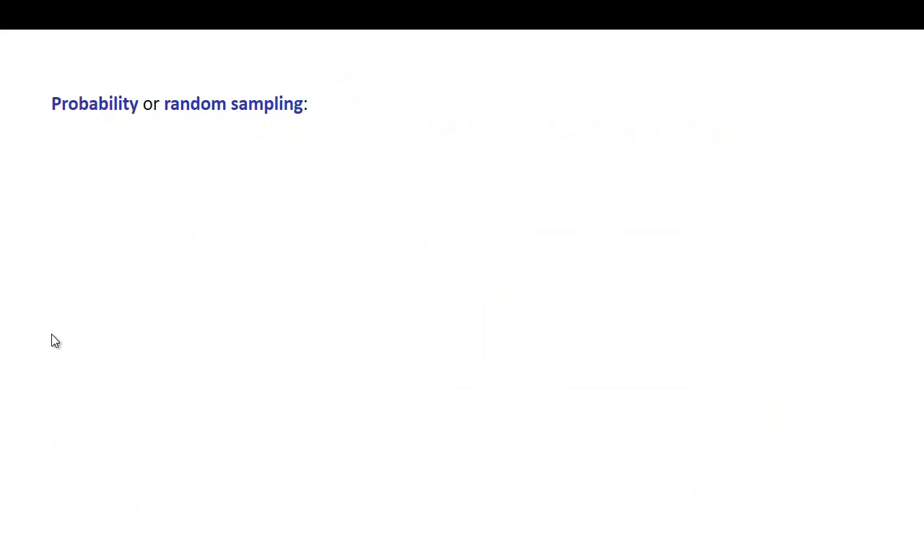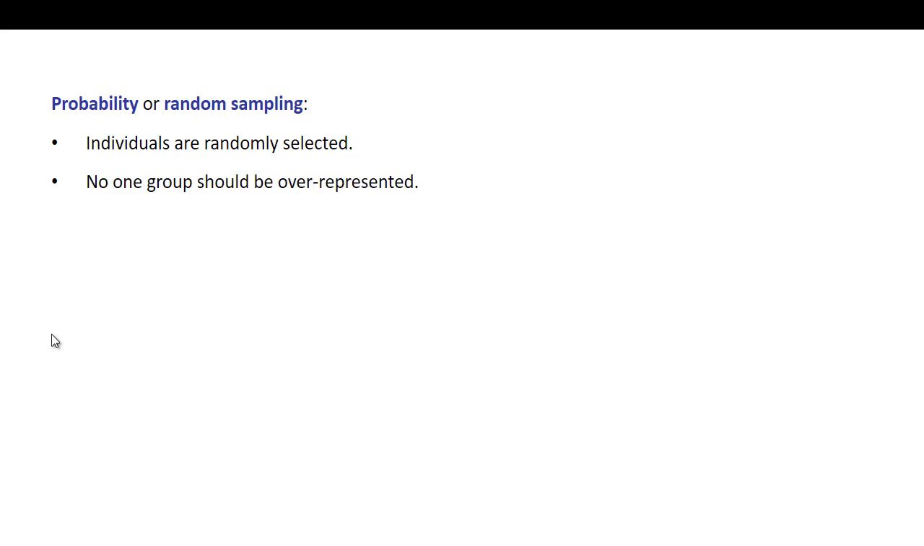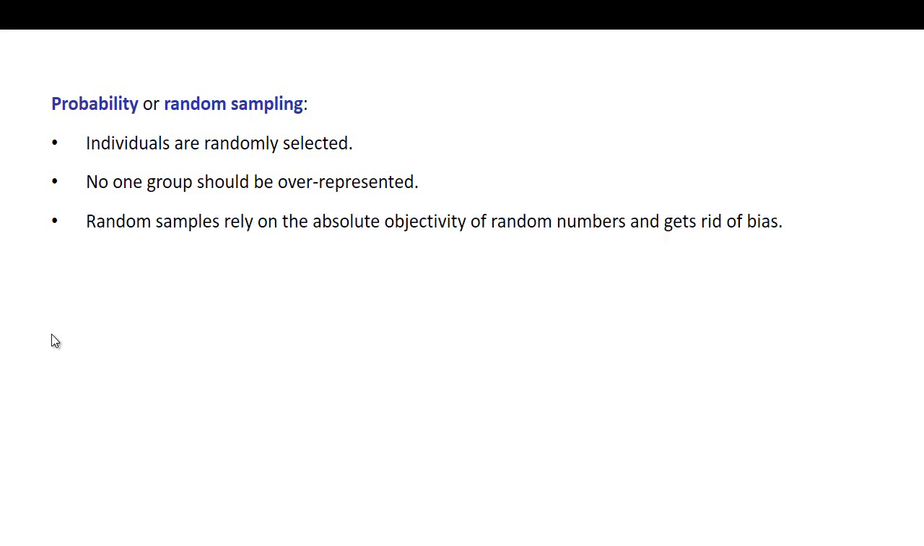Okay, so to get scientific or valid results, we have to look at probability sampling or random sampling. The individuals must be randomly selected. No one group should be over-represented. Random samples rely on the absolute objectivity of random numbers and get rid of bias.